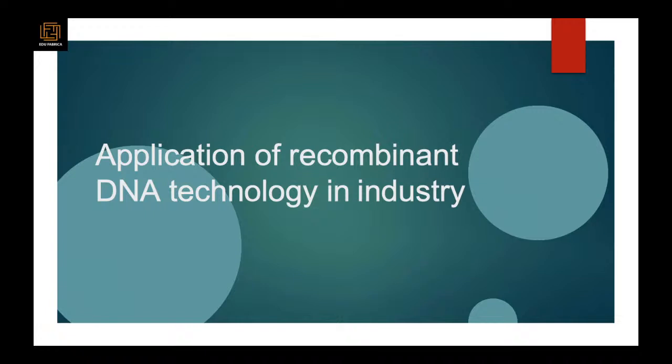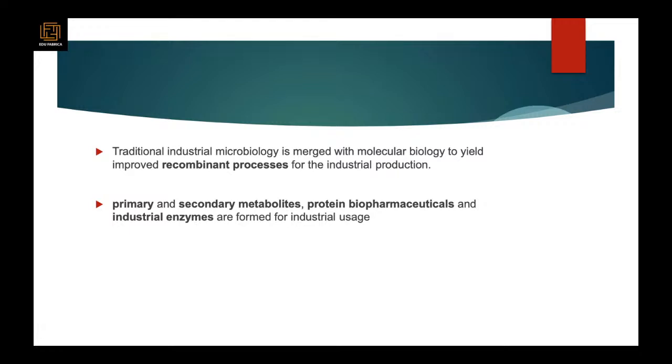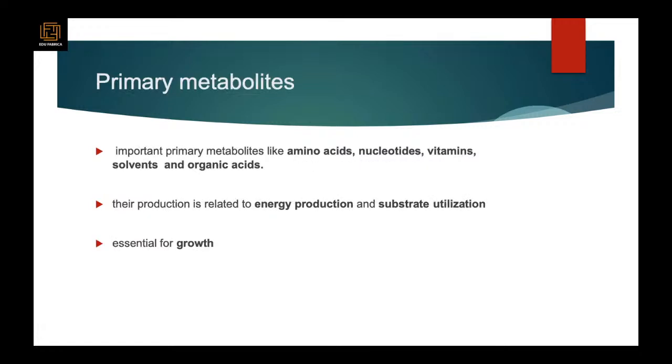Applications, last but not the least, recombinant DNA technology in industry. So how could recombinant DNA technology be applicable in industry? Traditionally, industrial microbiology is merged with molecular biology to yield improved recombinant processes for industrial production. Primary and secondary metabolites, proteins, biopharmaceuticals and industrial enzymes are formed for industrial usage.